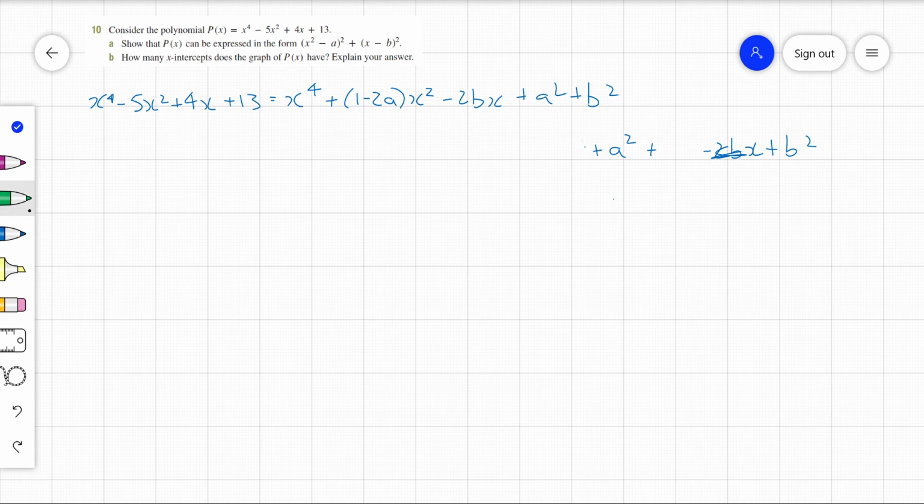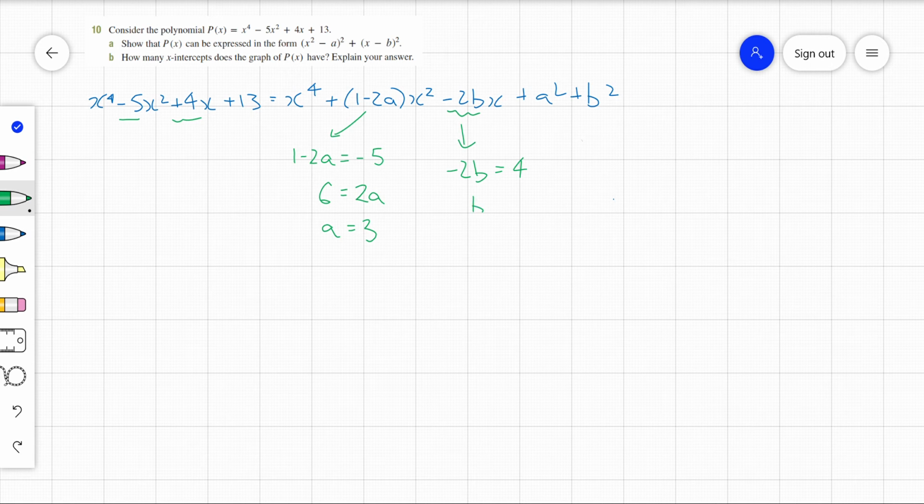All right, so clearly, you can see 1 minus 2a has to equal the coefficient of x squared, so we have minus 5 there. So if I add 5 to both sides and add 2a to both sides, I get a is equal to 3. And then if we look at the coefficient of x, we've got minus 2b has to equal the coefficient of x, which is positive 4. So dividing by minus 2, we get minus 2 for b.